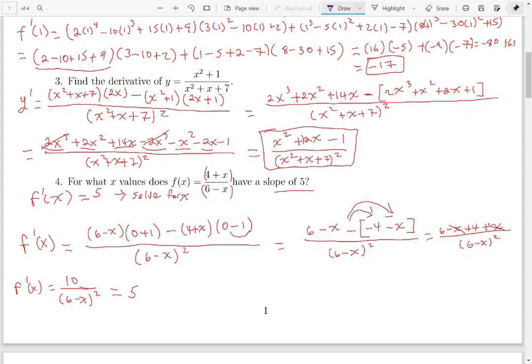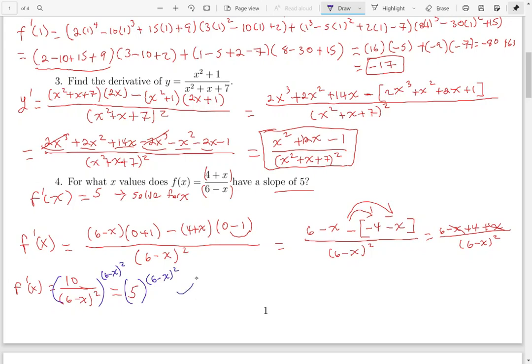And so I recall that when we're trying to solve rational equations, my fastest method is actually going to be to multiply both sides by the LCD. And then I should have something that's easier to work with. And so that's what I want to do. My LCD here is (6 minus x) quantity squared.